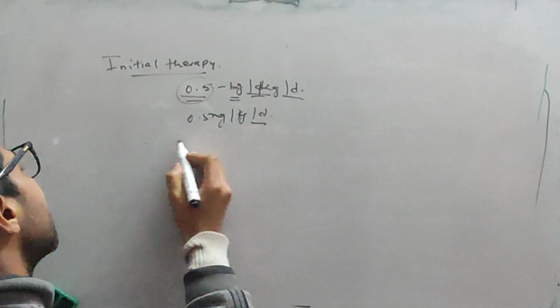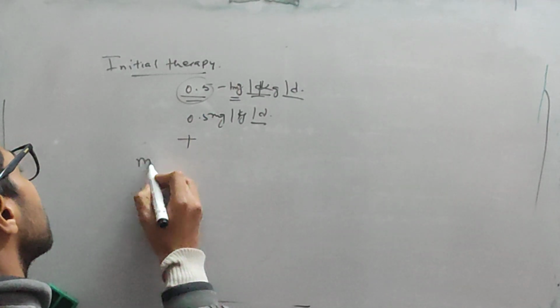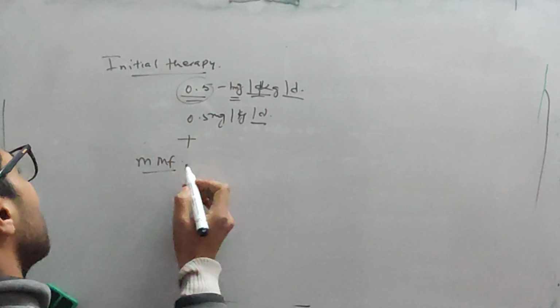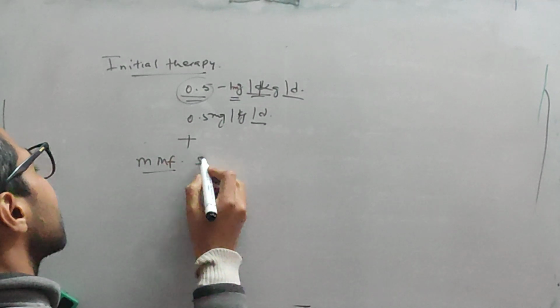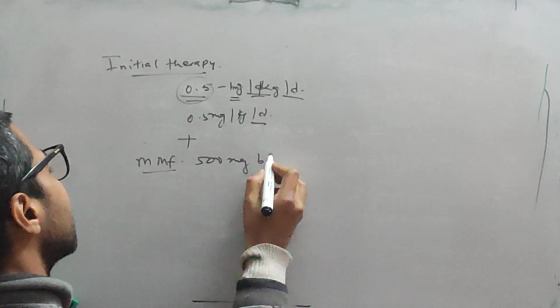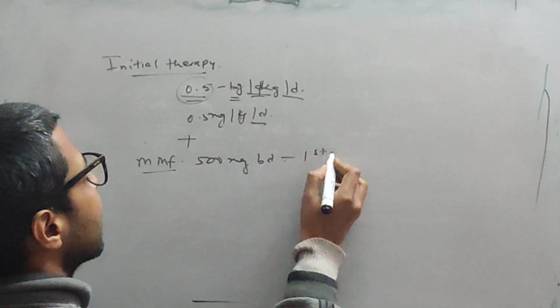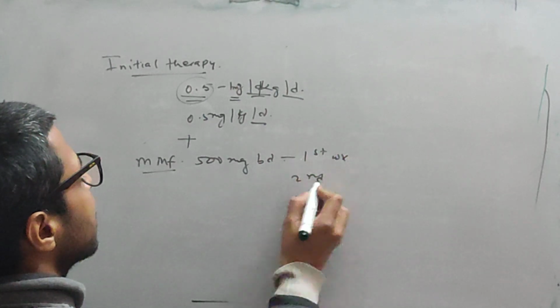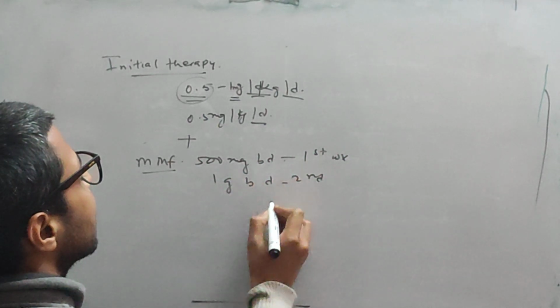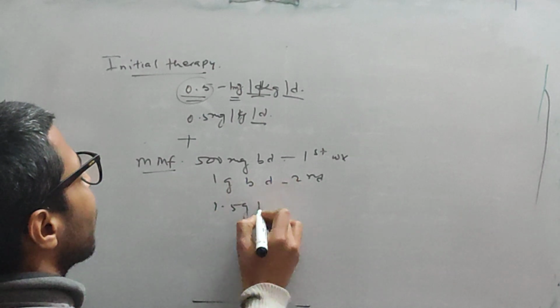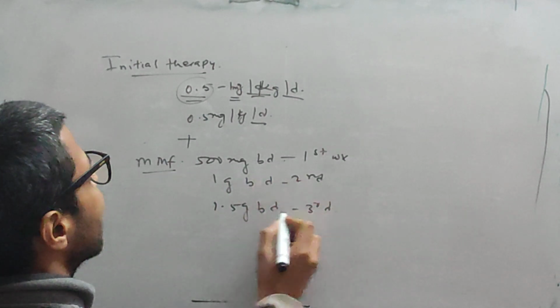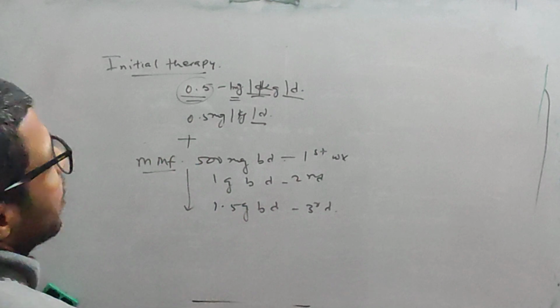Okay, and in addition to prednisolone, what we use? You use mycophenolate mofetil. Initially we start like this, 500 mg BD for first week. Next week you can go for 1 gram BD. Next week you can go for 1.5 gram BD. So you increase the dose gradually.